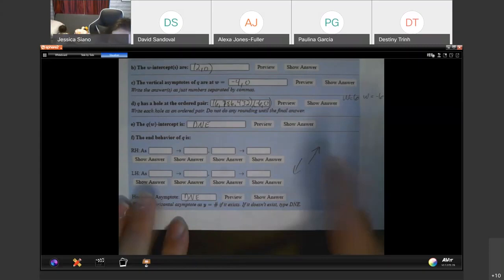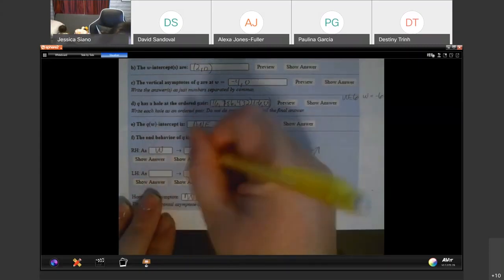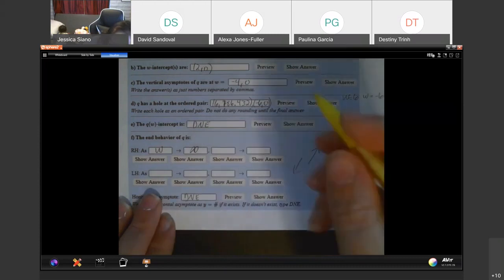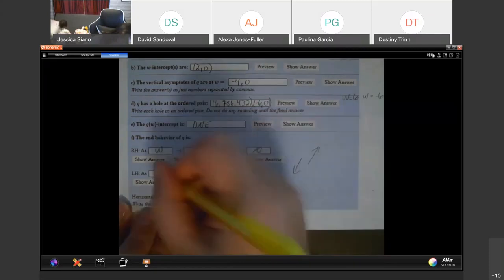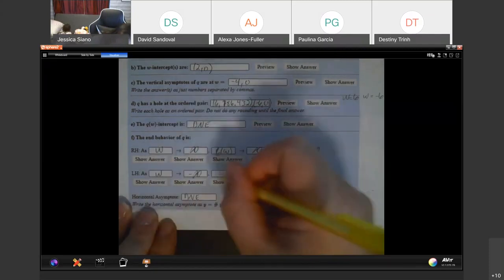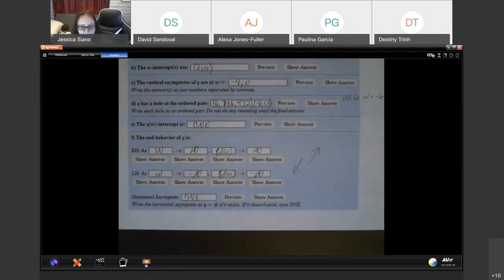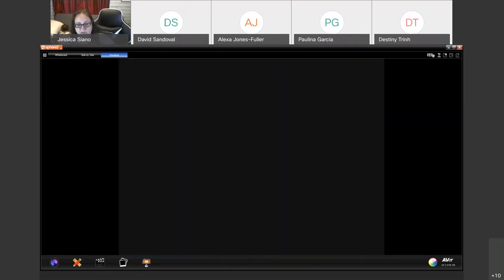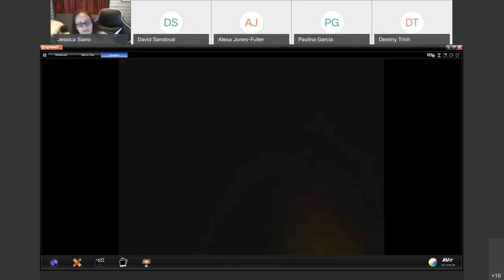So on the right side, as W approaches infinity, Q of W also approaches infinity. And as W approaches negative infinity, Q of W also approaches negative infinity. And that's our polynomials and our rationals. Let's take a look at the logarithms and exponentials.